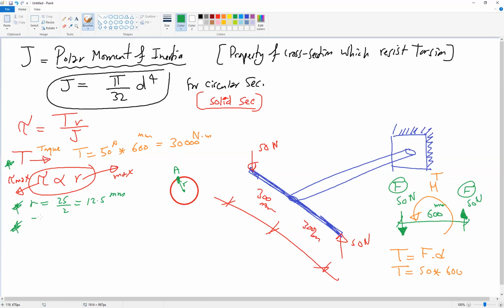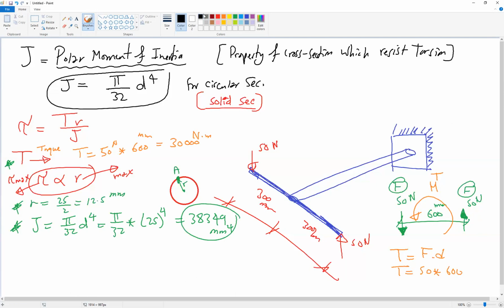The third parameter we need to know is J. J will be pi divided by 32 multiplied by d to the power 4. So pi over 32 multiplied by 25 to the power 4 gives us J, which is 38,349 millimeter to the power 4.